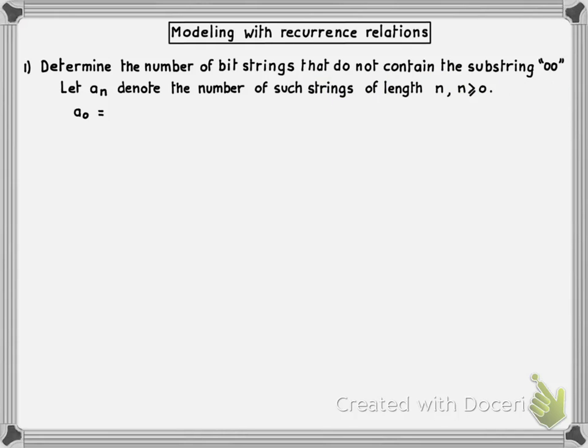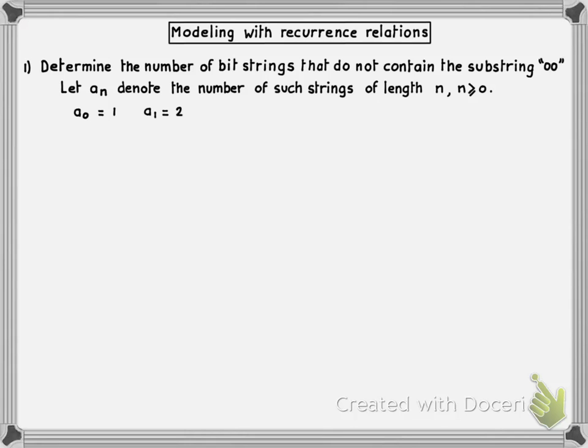Well, it's easy in this case to answer this question. We can just enumerate the strings of length 0. There's only one, it's the empty string. And does this string satisfy this property? Sure it does. It does not contain a 00 since it doesn't contain any character. So the total number of strings of length 0 that satisfy this property is 1. Now how about a sub 1? Well, again, there are two strings of length 1, and neither one of them contains the substring 00. So the answer is a sub 1 is equal to 2.